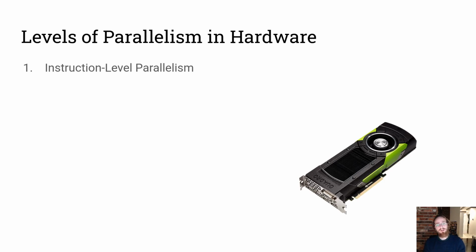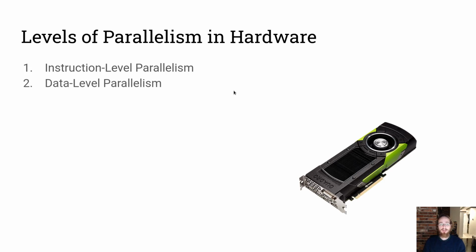The lowest level of parallelism in hardware is instruction level parallelism. It is the fact that modern hardware can indeed execute multiple instructions at once. So you might have multiple compute units, you might have multiple floating point units that can do operations in parallel.